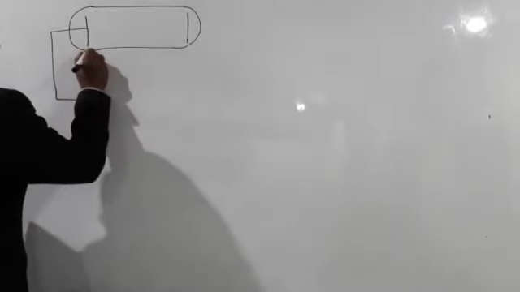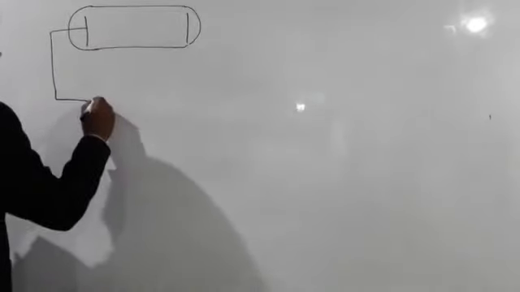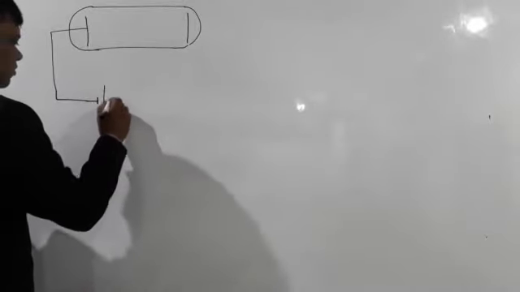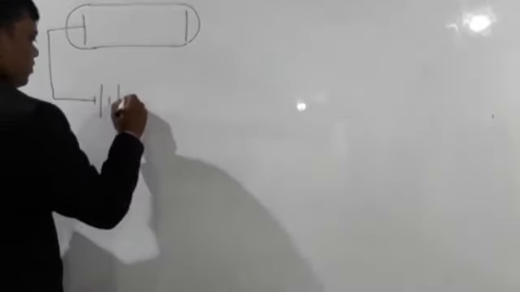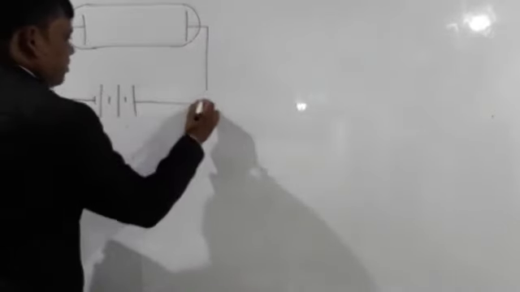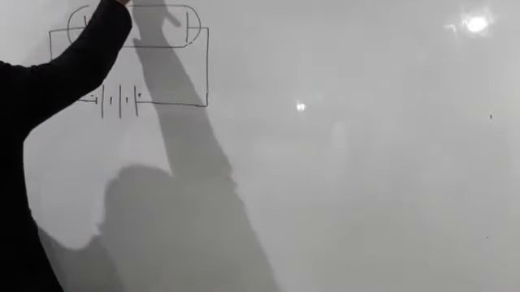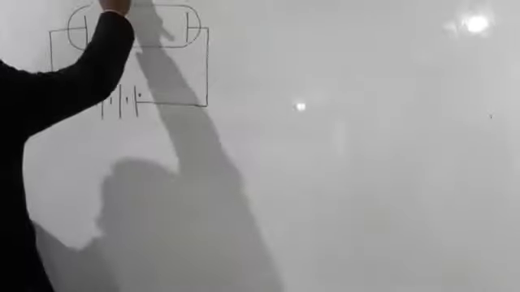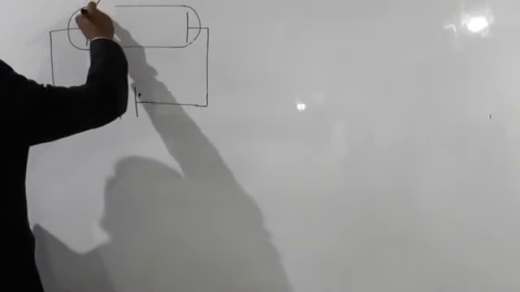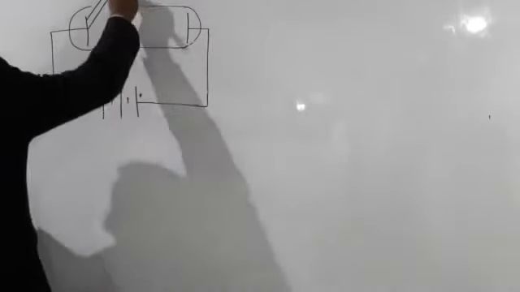This electrode is connected to the negative terminal of the battery, and this electrode is connected to the positive terminal of the battery. There is a small window here through which radiation is allowed to fall on the metallic plate.